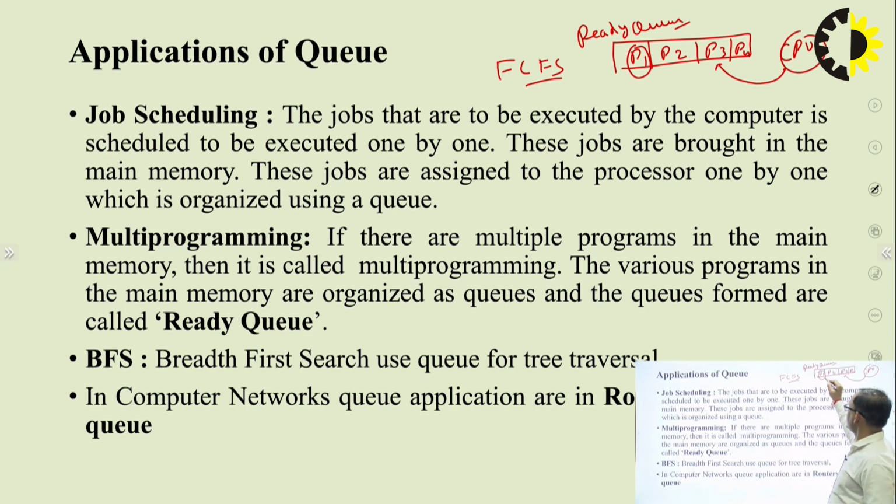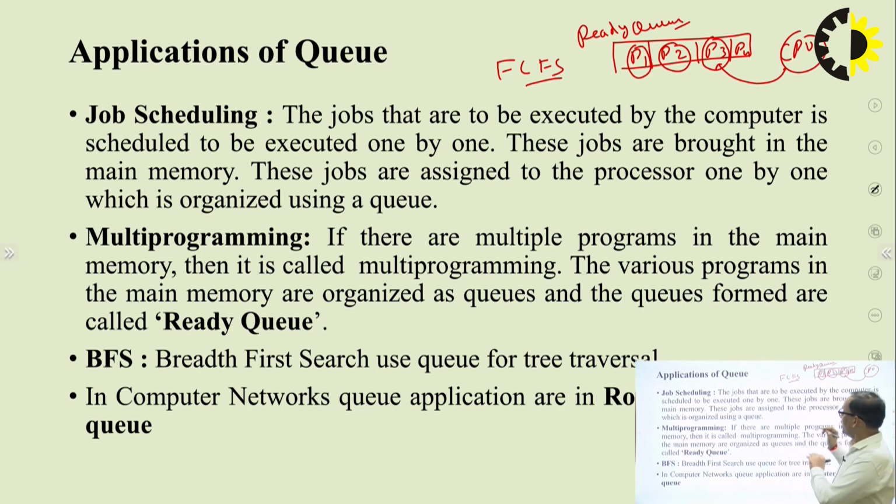Suppose first P1 is submitted to the system, then the CPU will first execute process P1. When process P1 completes, the CPU allocation will be given to process P2, and after P2 completes, the allocation of the CPU will be given to process P3. So if we use the FCFS CPU scheduling algorithm, in the same order in which the processes are submitted to the system, the CPU allocation will be given.